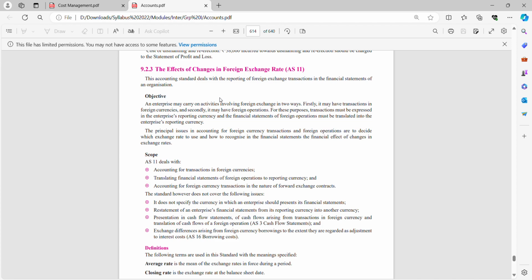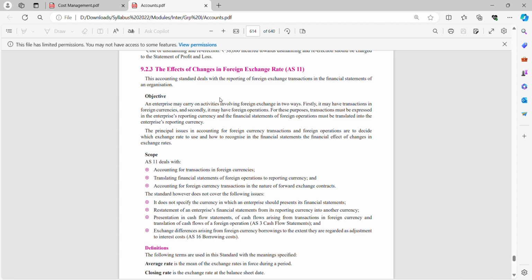Reporting currency, but what is the reporting currency? Restatement of an enterprise's financial statements from its reporting currency into another currency. It is not telling you that you have to frame one more statement from the reporting currency into Indian currency or another currency. No, the standard is not asking you to do that. Also not covered: presentation in cash flow statements of cash flows arising from transactions in foreign currency and translation of cash flows of foreign operations, and exchange differences arising from foreign currency borrowings to the extent they are regarded as adjustments to interest cost.